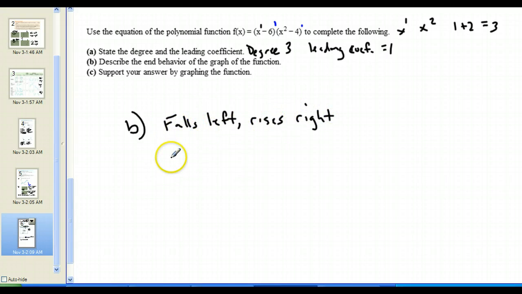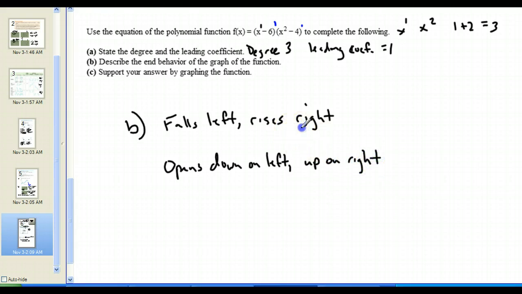Now using the wording that this book would use, it would say opens down on the left, opens up on the right. Alright, so either one of those is fine for a test where you're having to do it. For your homework, you may need to use this opens up and down wording.